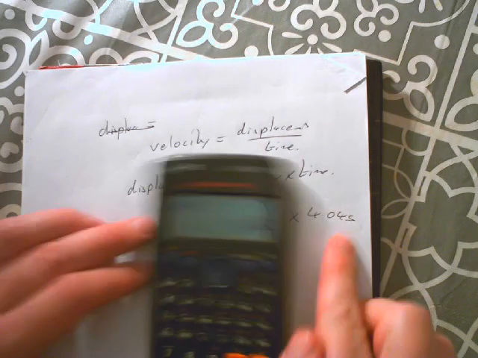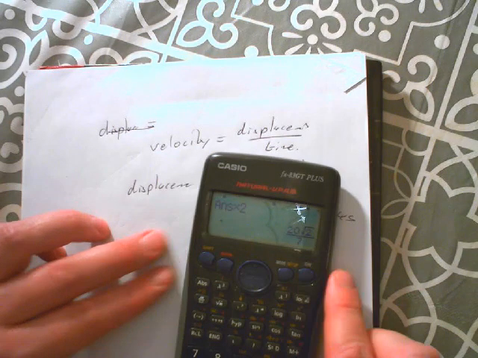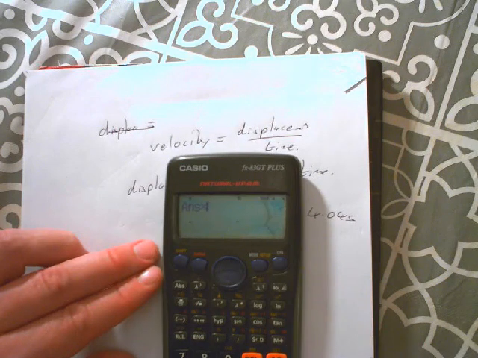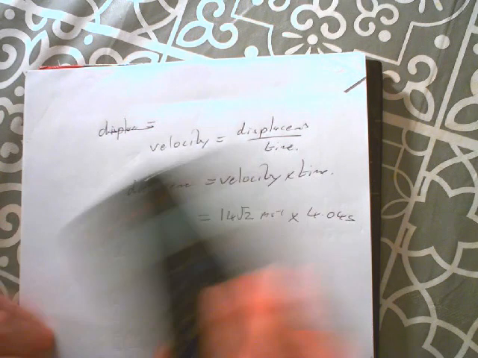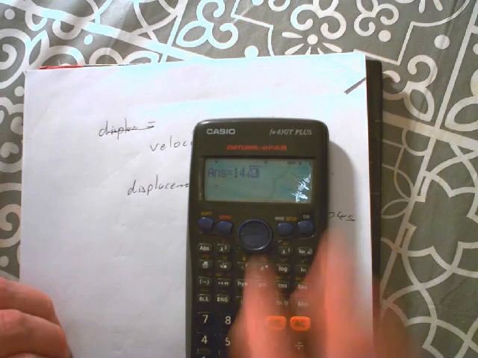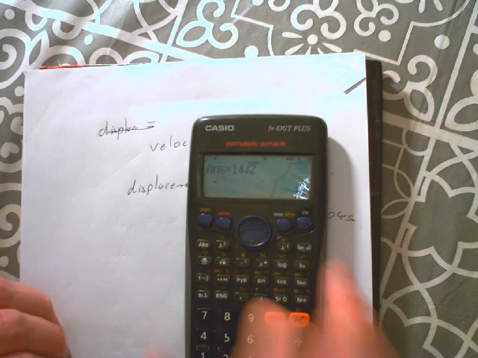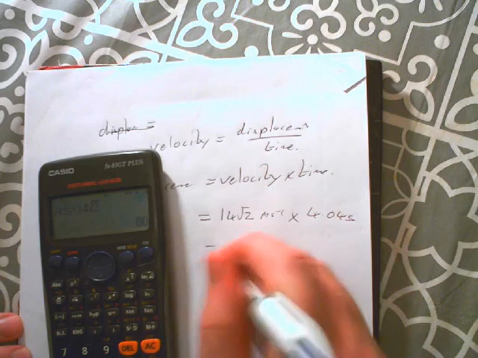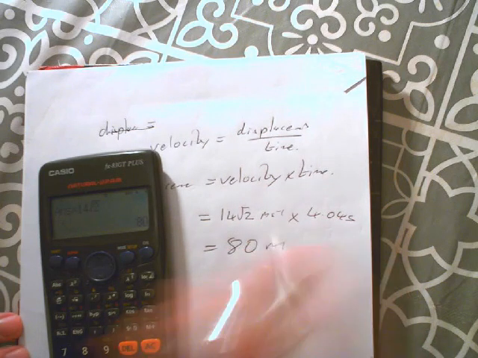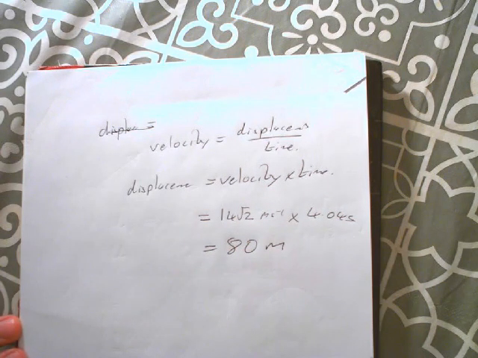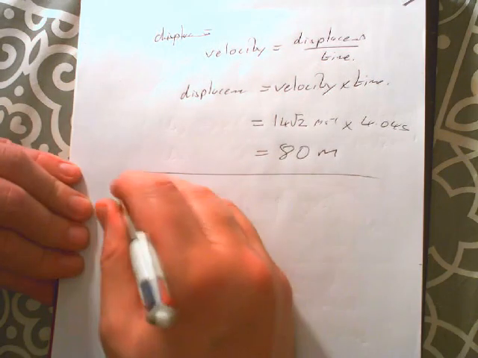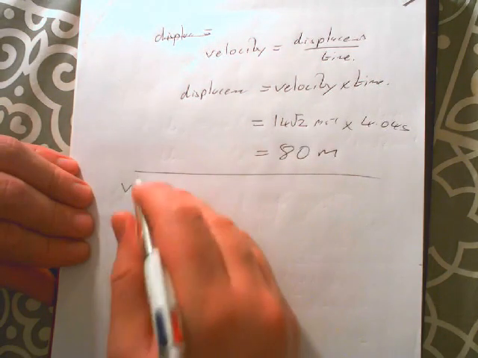So here I've got my 2.02, let's double that. We're going to have a little bit of rounding error, depending on if you round it off to 4.04, but that's it times 2, and we're going to multiply that by the velocity, which was 14 root 2, and that gives us 80. So it travels 80 meters. Okay, so that's the horizontal distance.